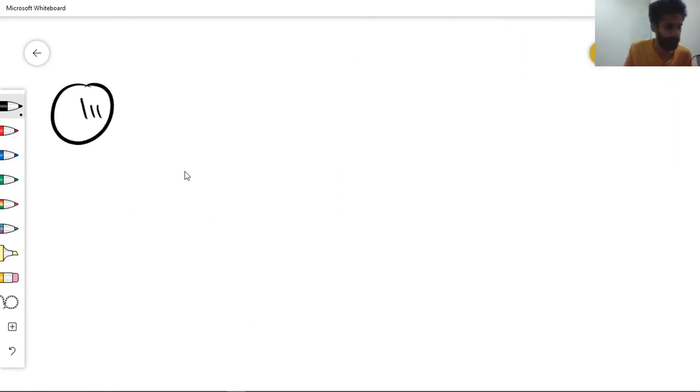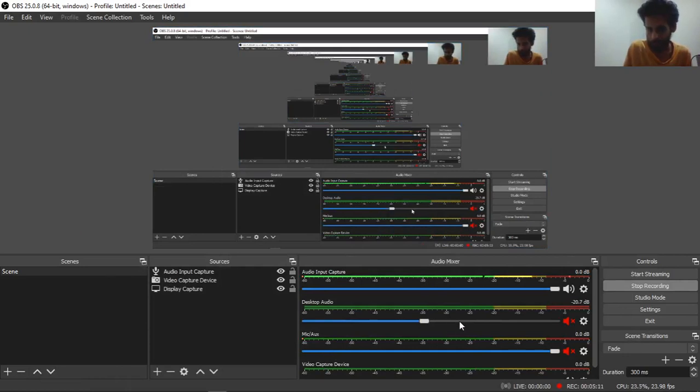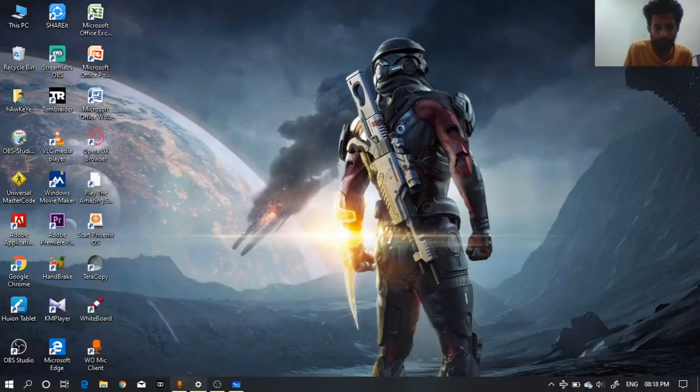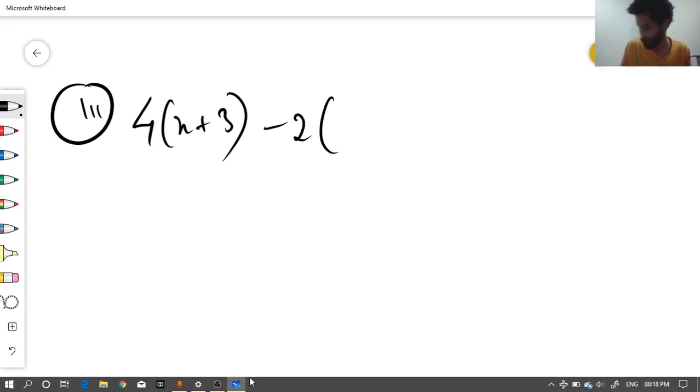Now the third one. The third one is 4(x plus 3) minus 2(x minus 1) is equal to 3x plus 3.